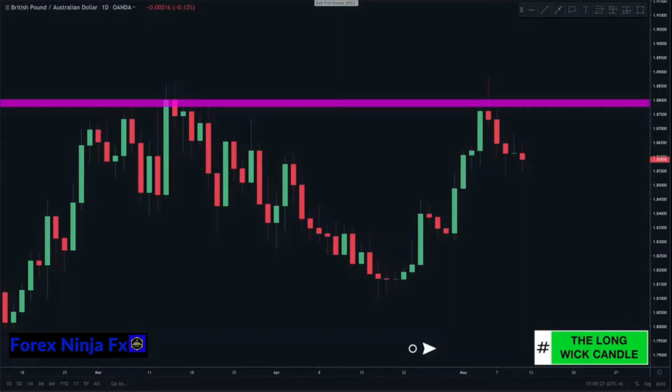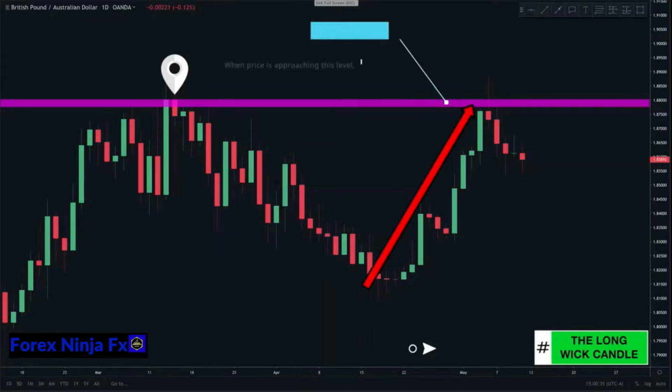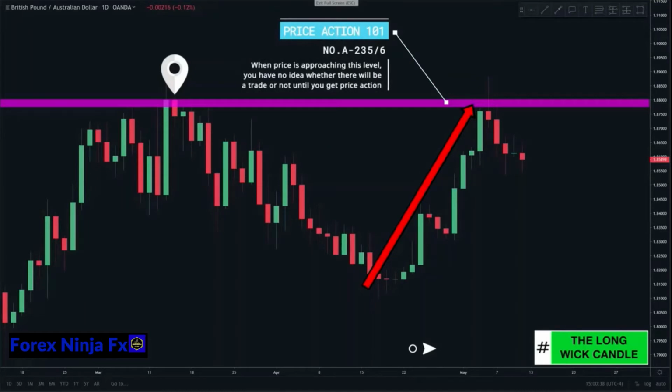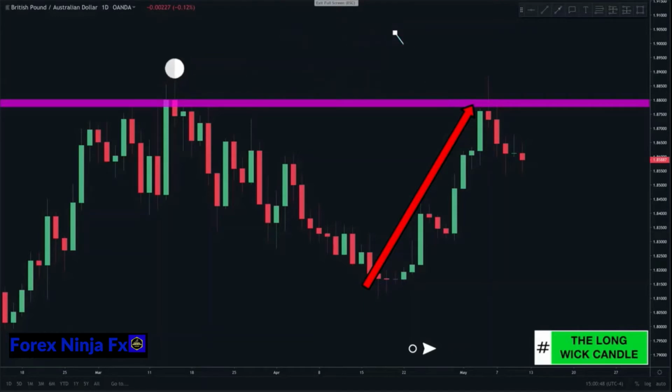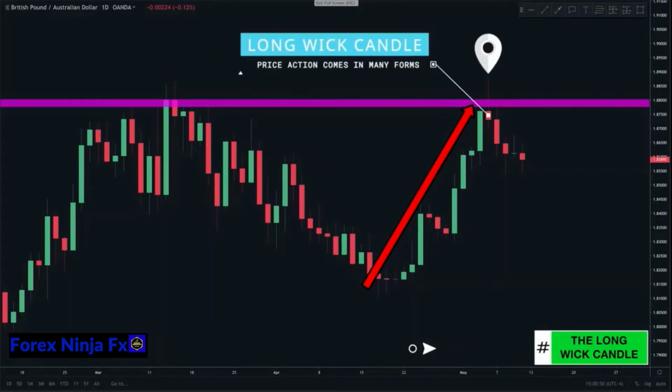We look left and notice that price came up, hit and reversed drastically, giving us a good level of resistance. Now, as price came back up to this level, we had no idea whether there would be a trade opportunity or not. What you do is you wait for price action to form at these key levels before deciding what to do. Price action comes in many forms, but in this case, what we got was this great long wick candle that rejects resistance, resulting in a bounce short.